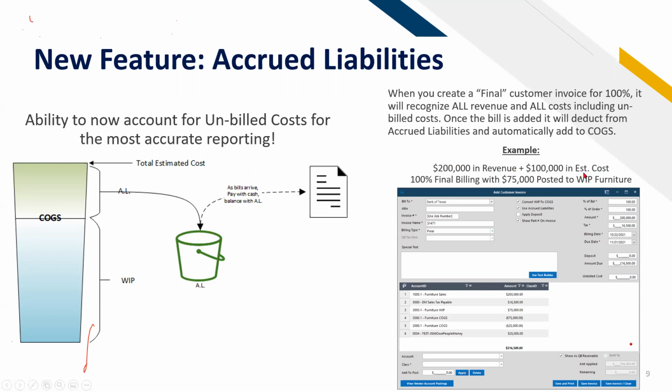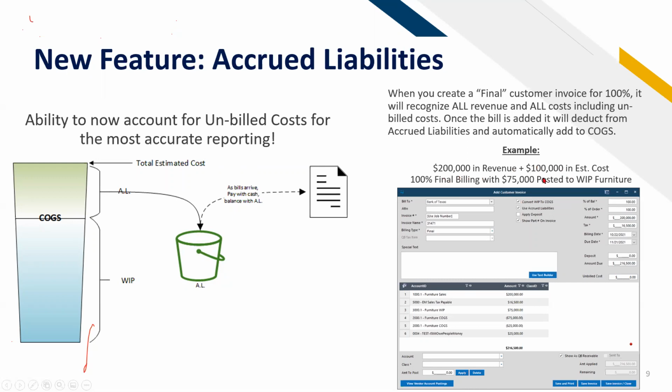So it came from my bill of materials. I created a purchase order that has an estimated cost of $100,000. Maybe I even have an acknowledgement, but I don't have a bill yet. And we're billing for 100% to the customer. Well, and maybe I've already posted some to WIP.